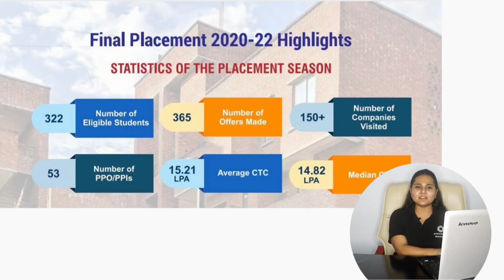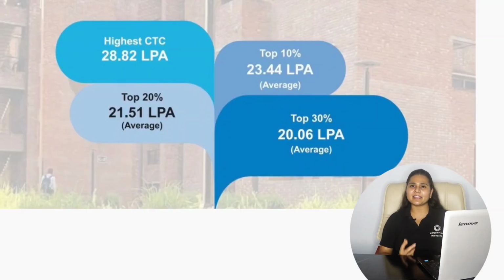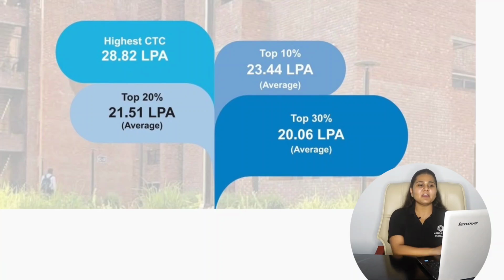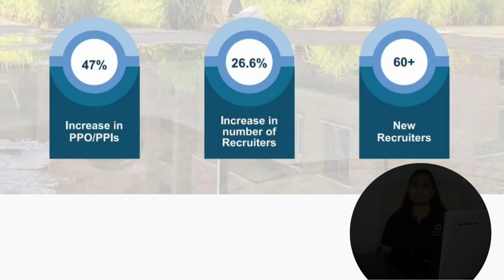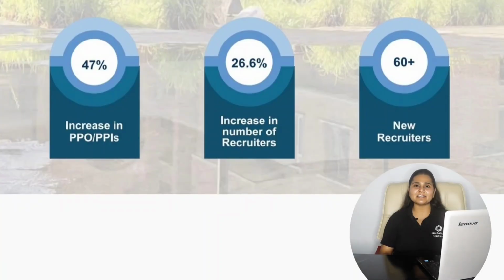The top 10% candidates are with an average salary package of 23.44 lakhs per annum. Top 20% candidates are with an average salary package of 21.51 lakhs per annum, and top 30% candidates are with an average salary package of 20.06 lakhs per annum. Here there is a 47% increase in pre-placement offers, a 26.6% increase in the number of recruiters, and 60 plus new recruiters were on the campus for recruitment.